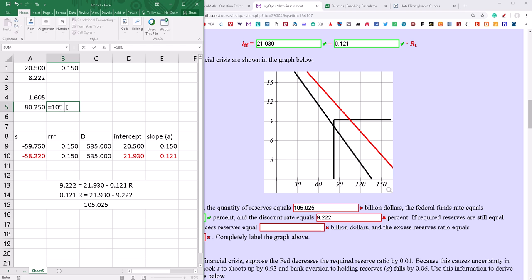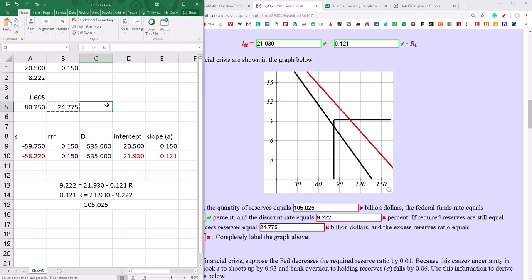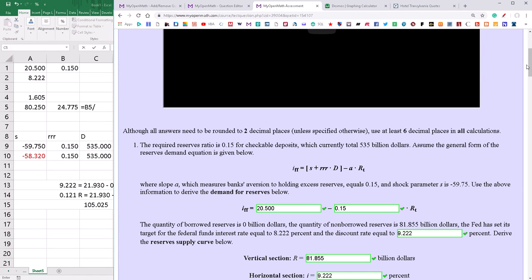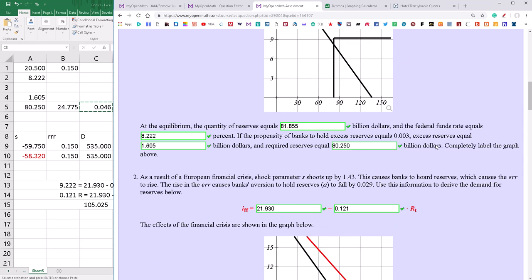The 105.025 minus my required reserves. So my excess reserves are now equal to 24.775. Okay. And the excess reserves ratio is the amount of excess reserves divided by demand deposits, $535 billion. So my excess reserves ratio has risen to 0.46.